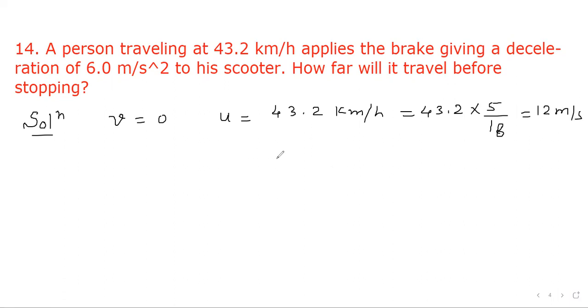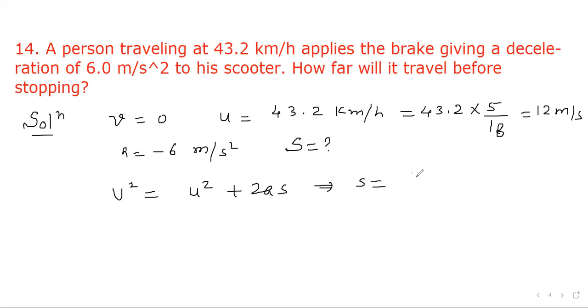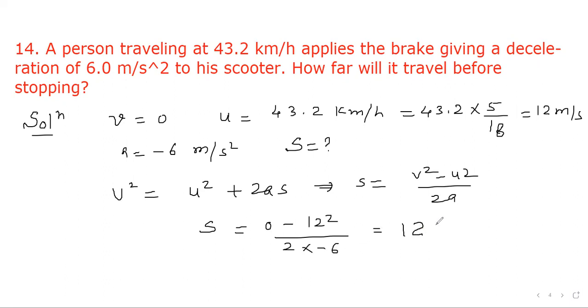We have got the value of u. Acceleration is -6 meter per second square because this is deceleration, and we have to find out S. We have the formula V square equal to U square plus 2AS, or S equal to V square minus U square divided by 2A. So S equal to 0 minus U square, U square means 12 square, divided by 2 into A. A is -6. So this will give 12 meters.